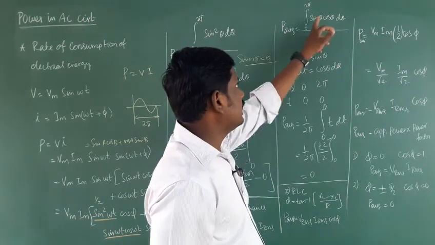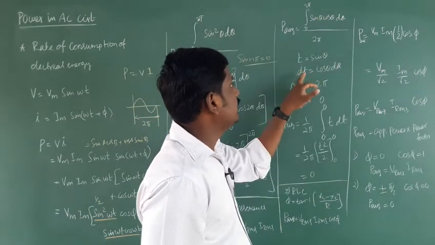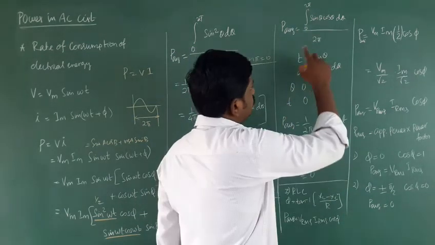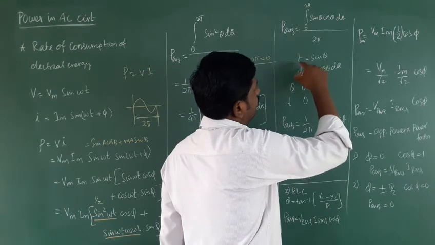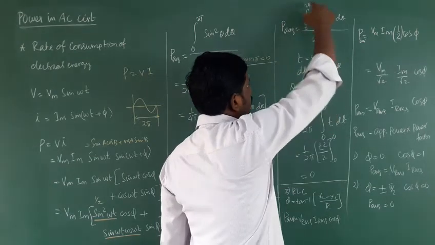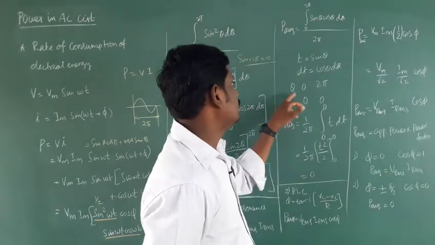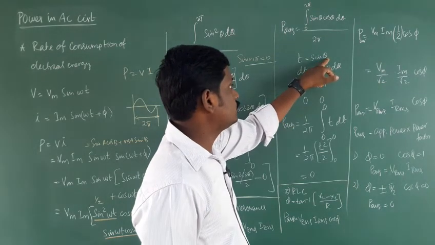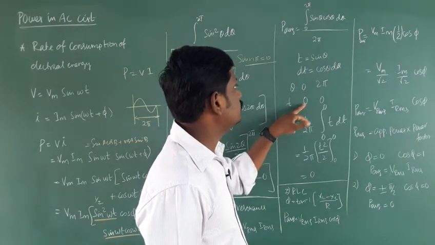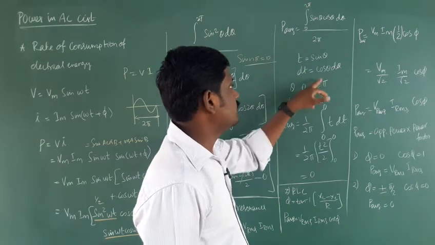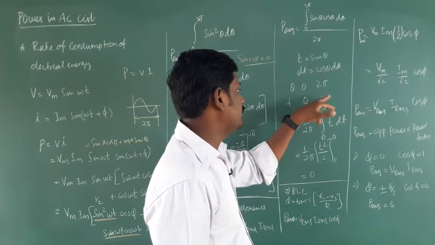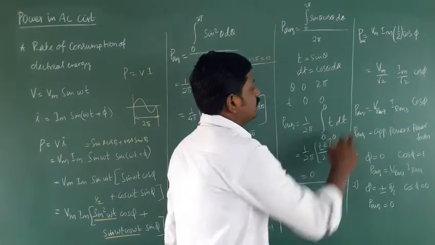So consider sin theta as t, then dt equals cos theta d theta. So we need to change the limits as well. If theta equals 0, then sin 0 is 0, so t is equal to 0. Then theta equal to pi, that is 2 pi, sin 2 pi equals 0. So the upper limit and lower limit are both zero.